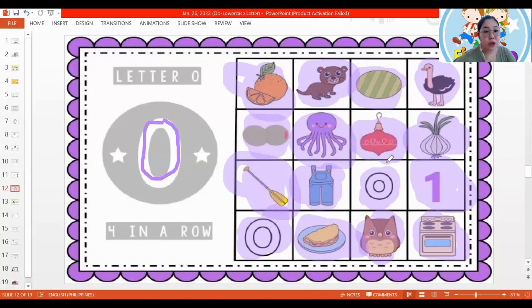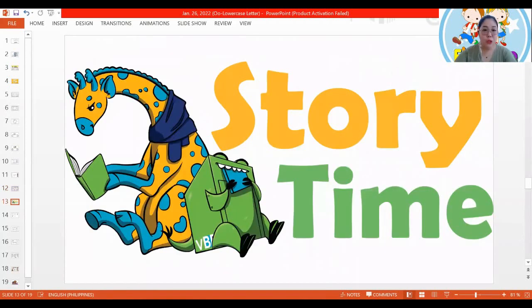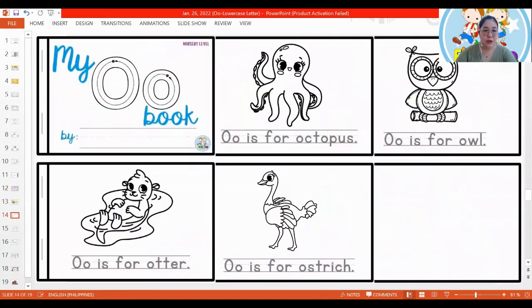Did we cover all the pictures that start with the letter O? Very nice. So now that we're almost done with our work, we can have our story time and our snack time first before we continue with our work. Did you like our story for today? That's nice. So let's continue with our work.